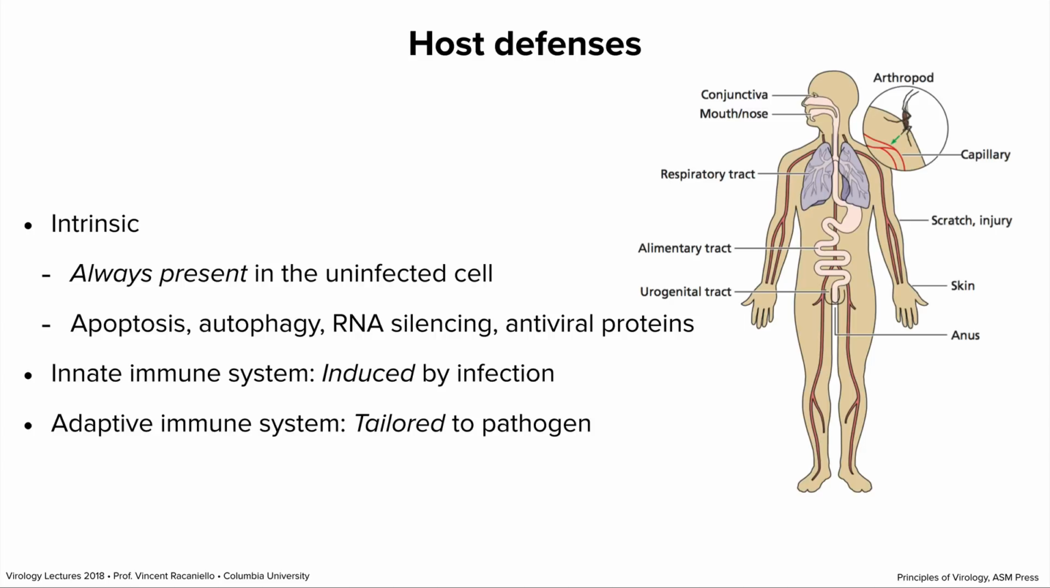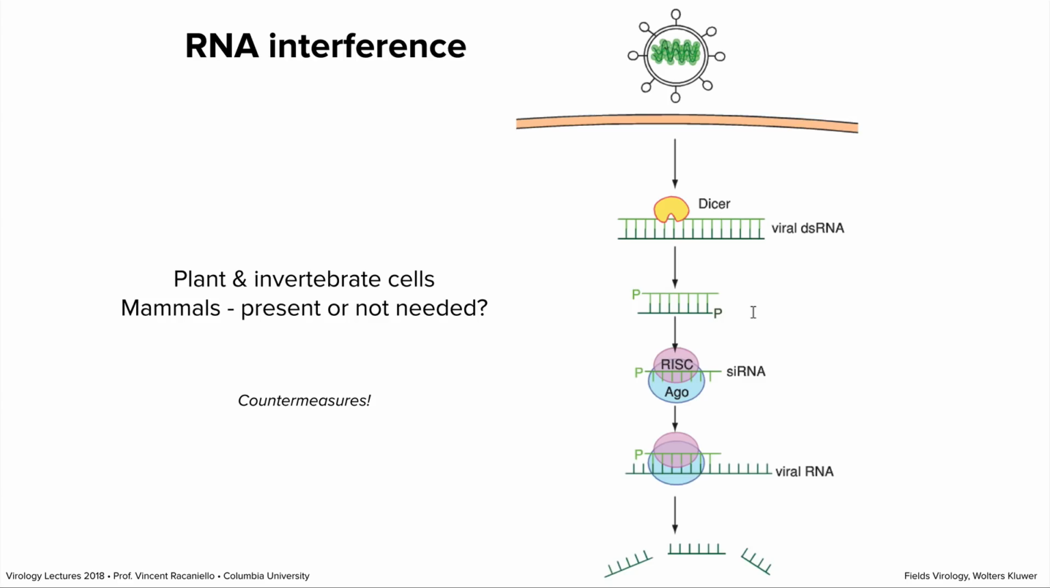So once again, today we're going to talk about intrinsic and innate defenses. Intrinsic defenses are always present. Defenses that are inside the cell, like apoptosis, autophagy, RNA silencing, and antiviral proteins. Then we're going to talk about the innate immune system, which is induced by infection. Next time we'll talk about the adaptive system, which is tailored to the pathogen and which requires more time to be engaged. Let's talk first about intrinsic defenses.